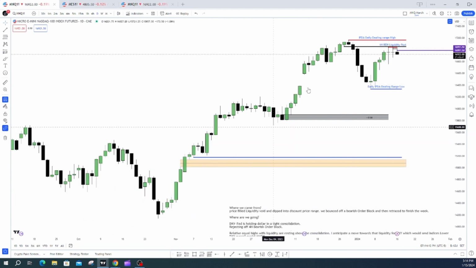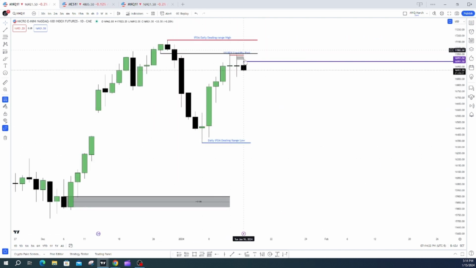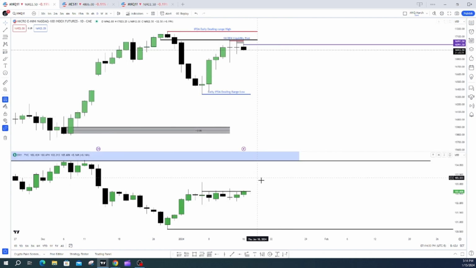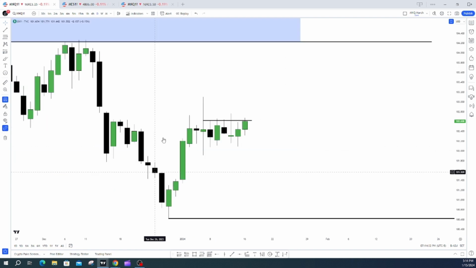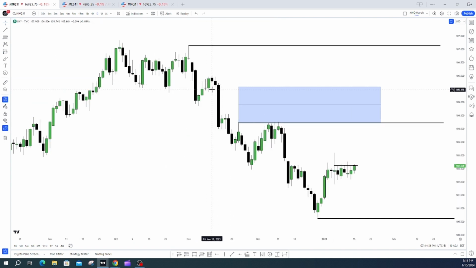This is the larger price range that we're going to be looking at, from this high down to this low. So you're saying, okay, price is moving lower. Where is it wanting to go to? Well, first off, we have to look at the dollar index. So I'm going to pull up the dollar index here. This is a different chart, and this just shows the dollar index.